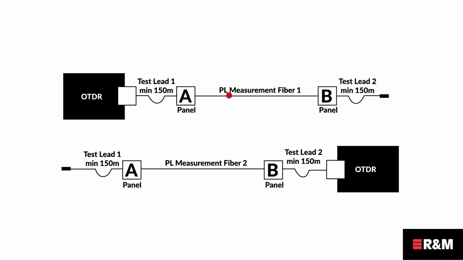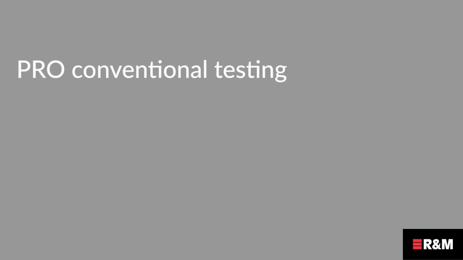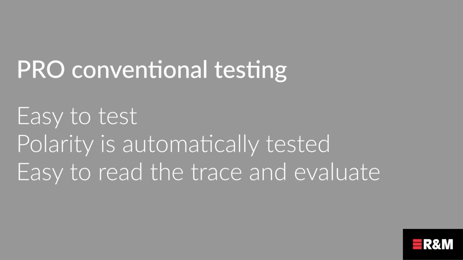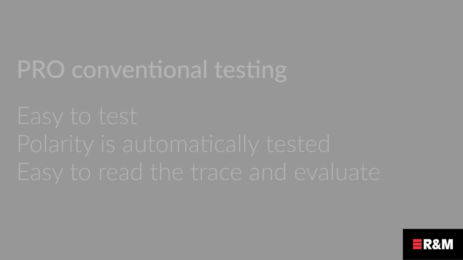Here, one fiber is measured at a time. A launch and tail cord must always be used. Tests with missing launch or tail cords are invalid according to our warranty procedure and the standards. The pros of conventional tests are that it is easy to test. Polarity is automatically tested. It is easy to read the trace and even easier to evaluate the tests afterwards.